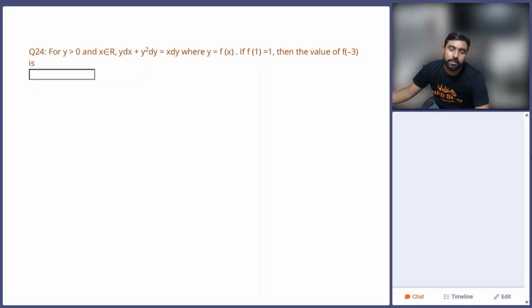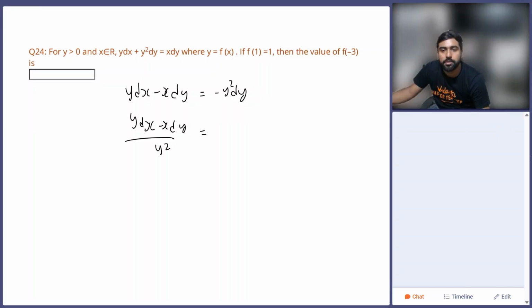y dx plus y square dy equals x dy. I can see an exact form directly. Minus x dy equals minus y square dy, so y dx minus x dy upon y square is equal to minus dy. So what is this? This is the derivative of x by y. So d of (x by y) equals minus dy. So x by y is equal to minus y plus c.